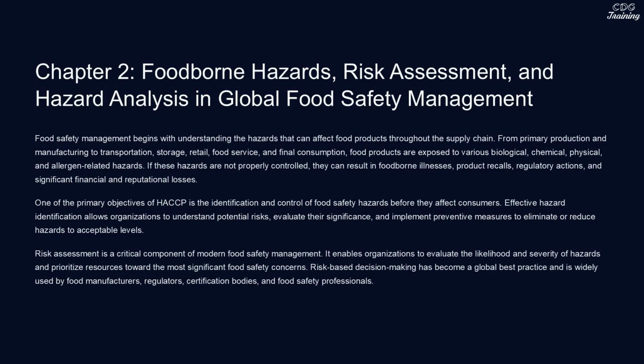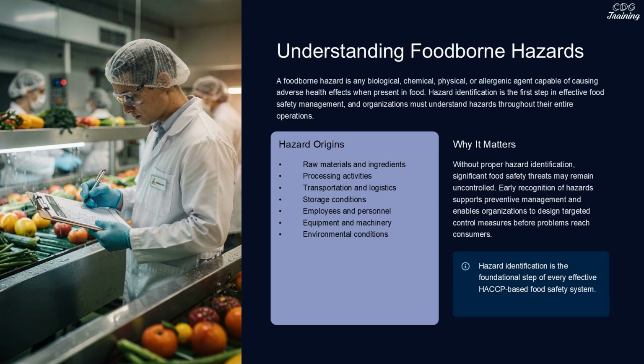Understanding food safety hazards is crucial for preventing foodborne illnesses. This chapter explores the identification, assessment, and management of these hazards in global food safety. Foodborne hazards can be biological, chemical, physical, or allergenic. Identifying these hazards is the first step in effective food safety management.